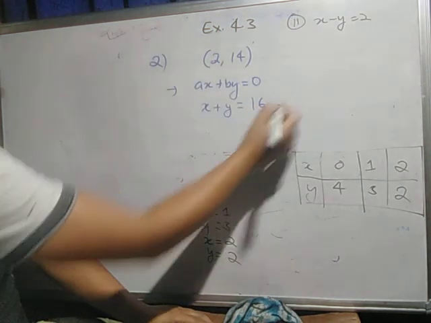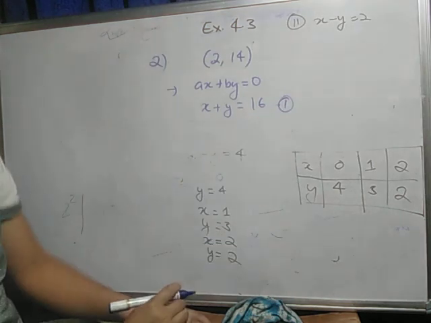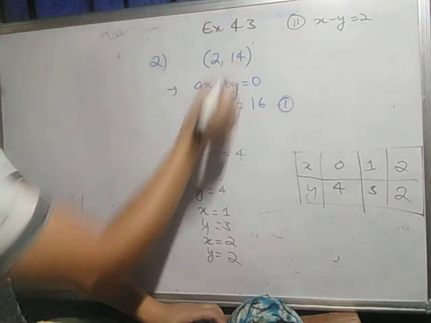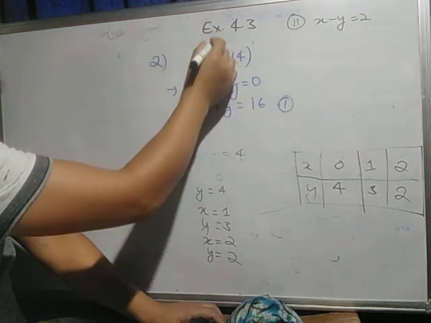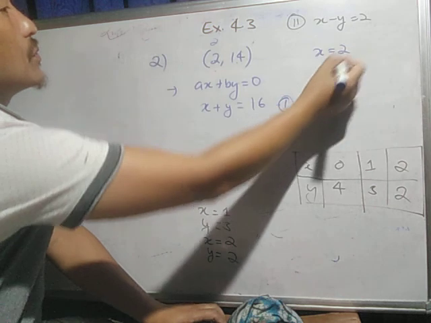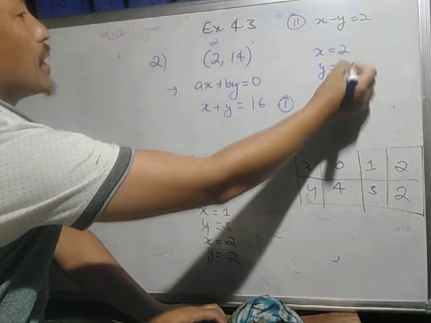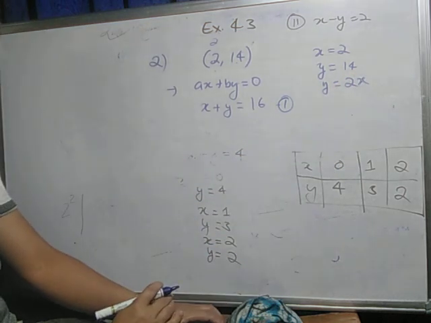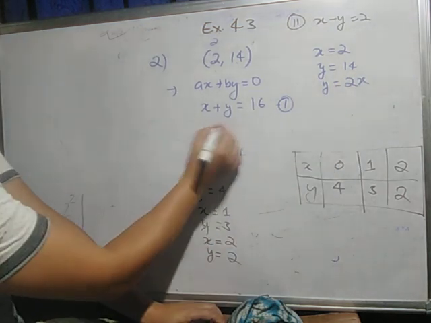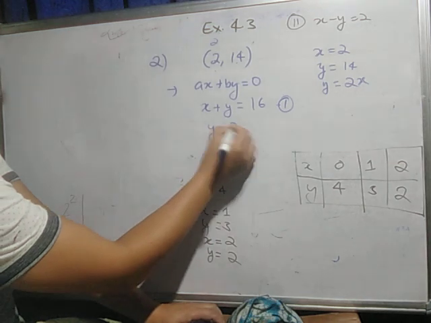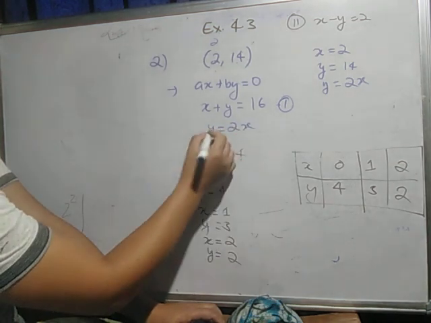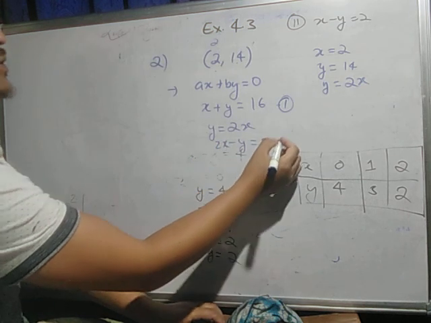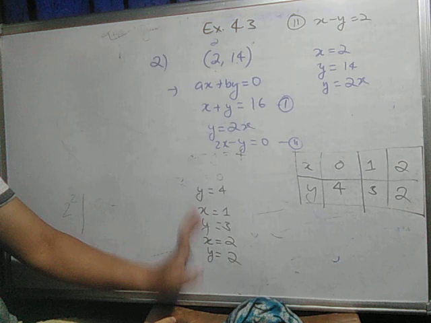Now one task is done. Two are required, and one is done. Next, see the relation between x and y: x equals to 2, y equals to 14. That means y equals to 7 times of x, isn't it? Yes or no? So y equals to 7 times of x. That means if I take this to the other side, 7x minus y equals to 0. So this is our second equation. Half the part is done.